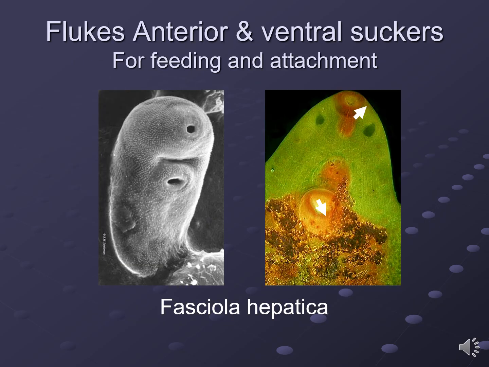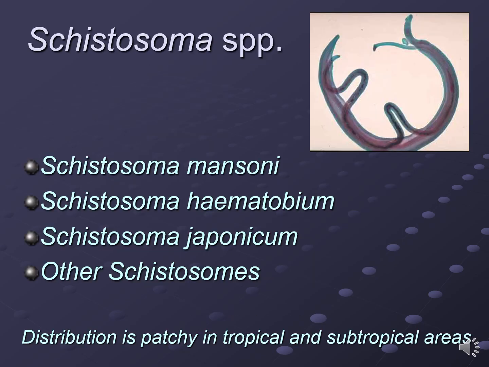And this is a scanning micrograph of Fasciola hepatica. You see it has two suckers: the anterior sucker for feeding at the tip of the Fasciola body, and then a ventral sucker, which is for attachment to wherever it occurs. It attaches itself to the tissues to be fixed, and it lives there.